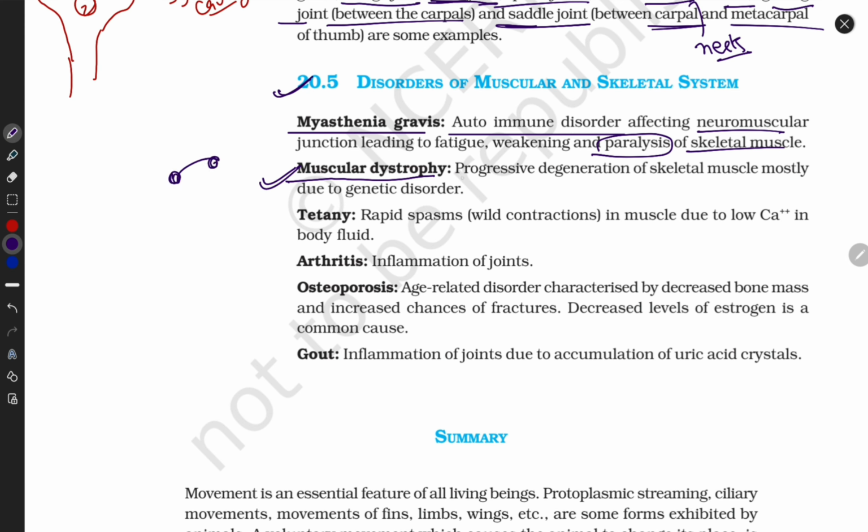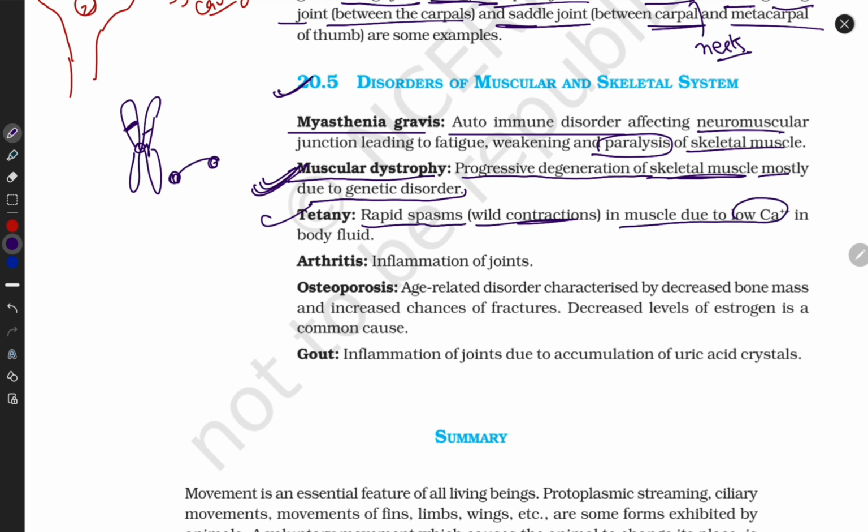In this disease, there is progressive degeneration of skeletal muscle, mostly due to a genetic disorder. We have chromosomes, and any kind of gene dislocation or gene disorder will cause this kind of disease. Tetany is rapid spasm, wild contraction in muscle due to low calcium; this we can treat. Arthritis is inflammation of joints, seen in old women and old people. Osteoporosis: osteo means something related to bones.